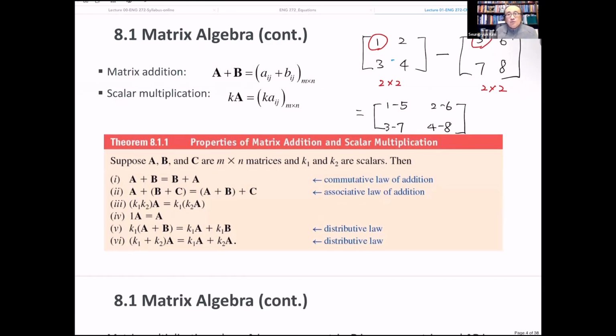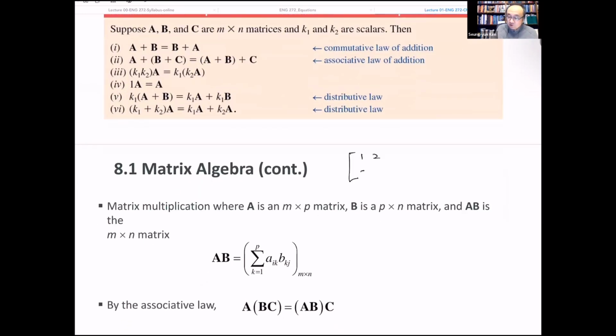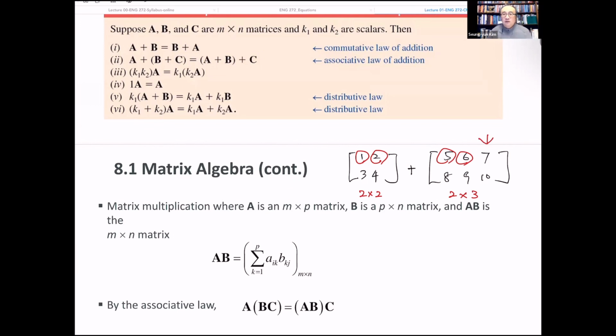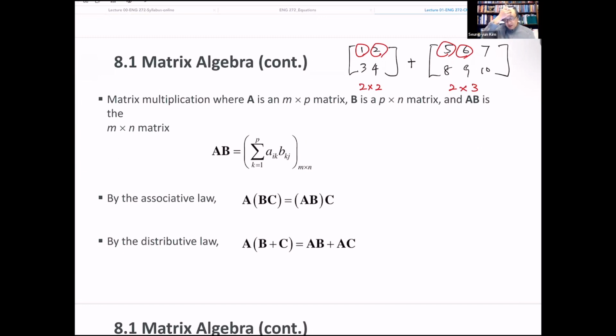For addition and subtraction, we have to have the same dimension. Otherwise, we cannot add or subtract. So if we have 1, 2, 3, 4 plus 5, 6, 7, 8, 9, 10, the first one is 2 by 2 and the second one is 2 by 3. Since they are not the same dimension, we cannot add or subtract. The first one minus 5, the second 2 minus 6 makes sense, but there's nothing we can do about the third column, so we cannot do that. So for addition and subtraction, the dimensions have to be the same.